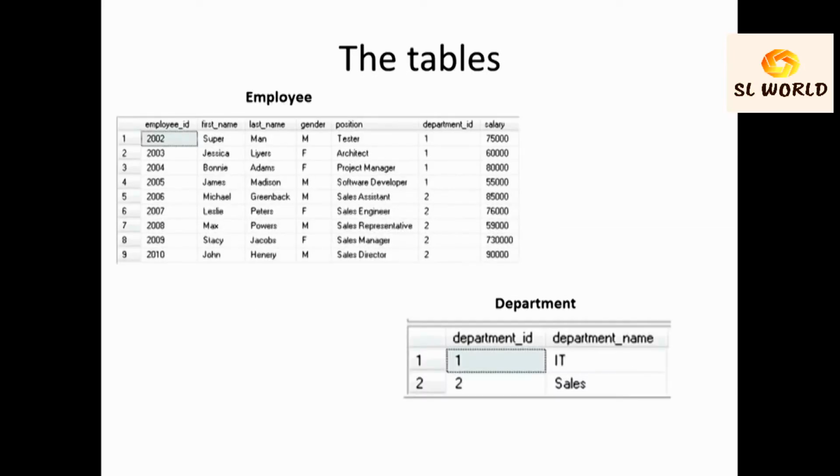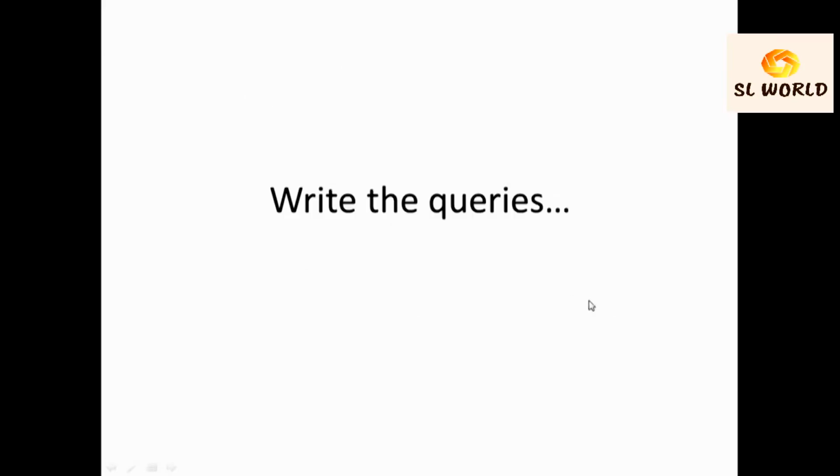So these are the two tables that we're going to be using, the employee table as well as the department table. Just wanted to show you exactly what these tables are going to look like. The employee table consists of these columns: the employee ID, first name, last name, gender, position, department ID, and the salary. Whereas the department table only consists of two columns, which are the department ID as well as the department name. So without any further ado, let's start writing these queries.